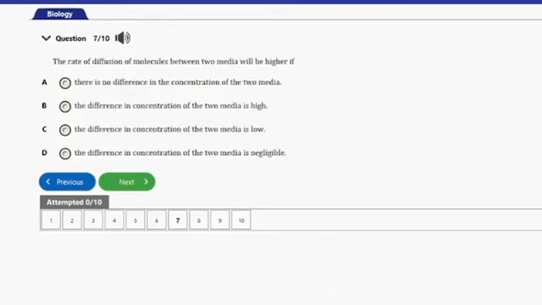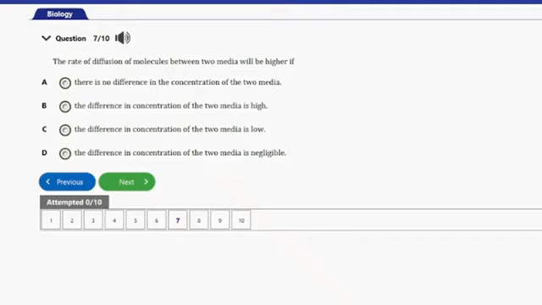It says the rate of diffusion of molecules between two media will be higher if A. There is no difference in the concentration of the two media. B. The difference in concentration of the two media is high. C. The difference in concentration of the two media is low. D. The difference in concentration of the two media is negligible.